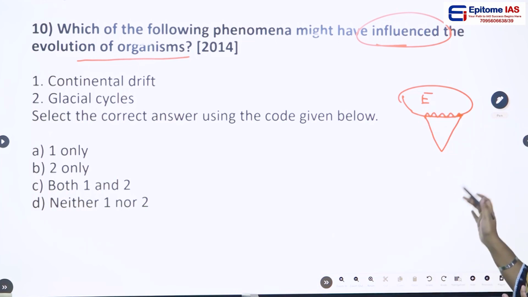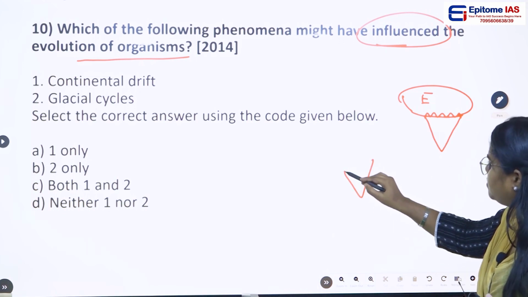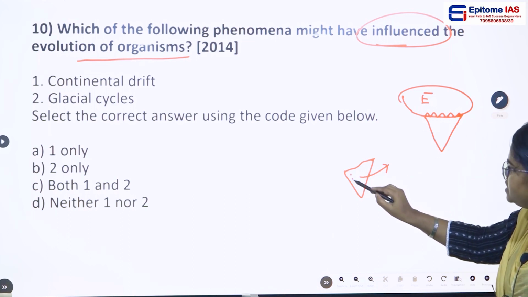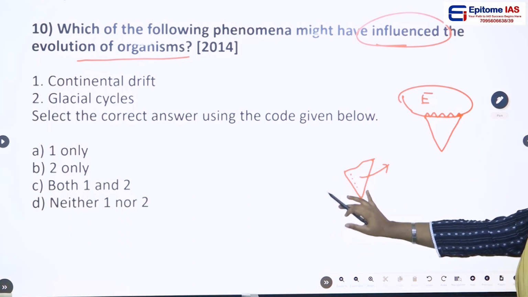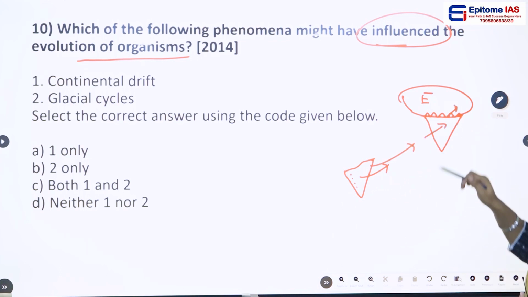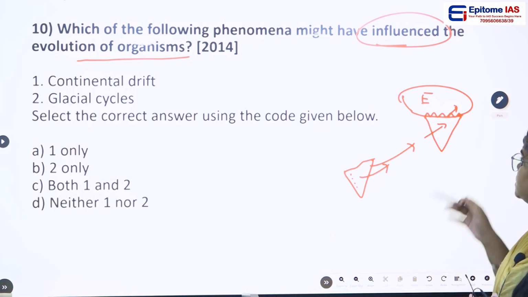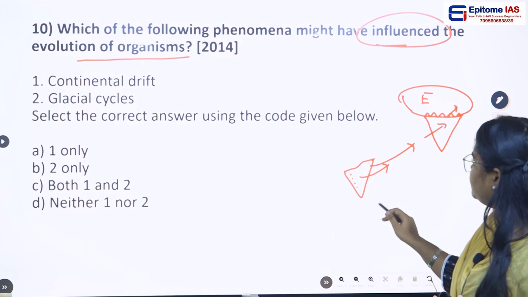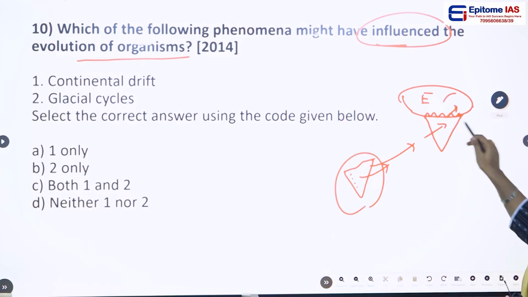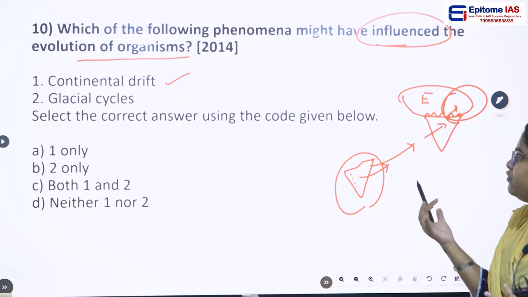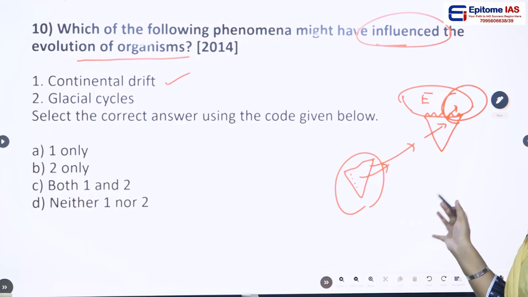So we know this. Let us say when this particular plate or continent was drifting from some other plate, some of the species living on this continent would also be moving and joining another continent. So this will also lead to the evolution of some organisms. Some organisms living in one place go and evolve in another place. Yes, so this is also a possibility that continental drift will influence the evolution of organisms.